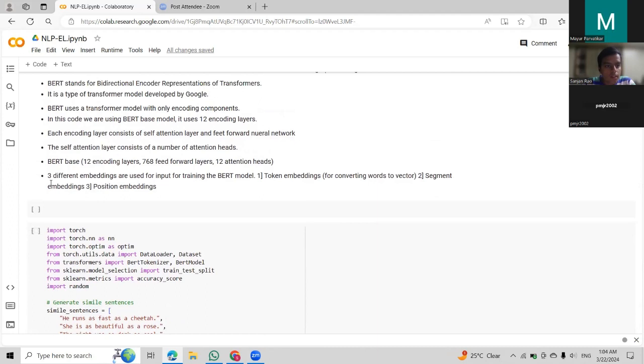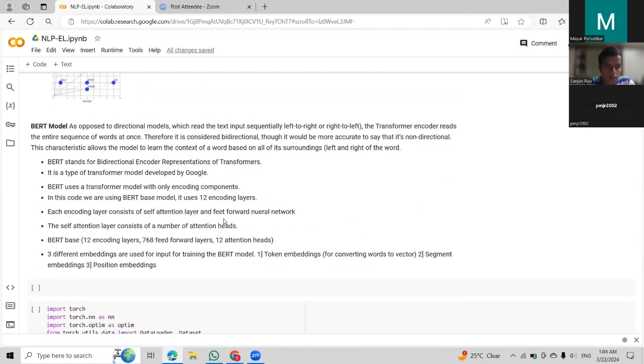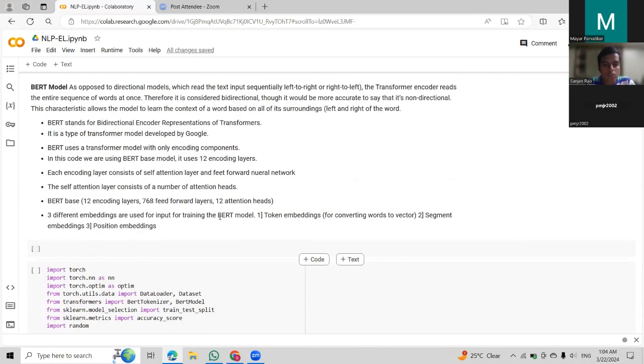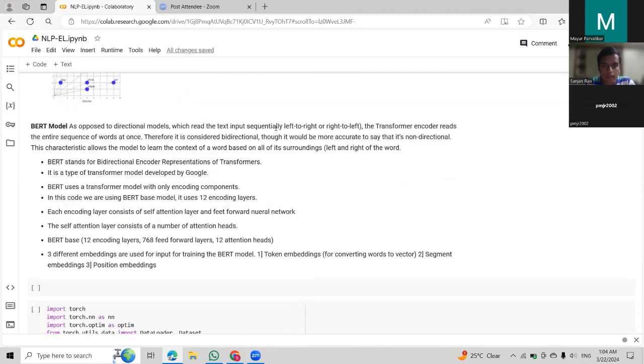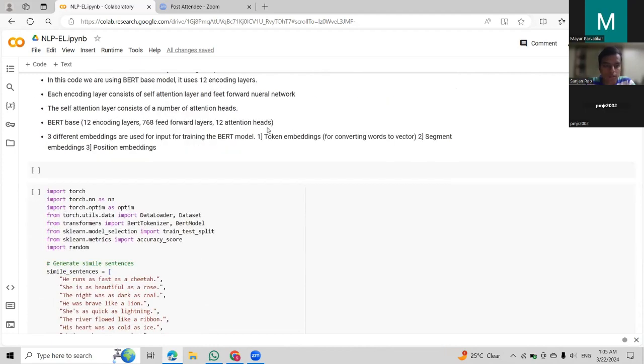So we can feed the BERT model with three different types of embeddings, that is token embeddings, segment embeddings, and position embeddings. Token embeddings is converting words to vector, which we have shown in our code. So we have used BERT tokenizer for it. Next, my friend will continue with the code part of the simile detection.